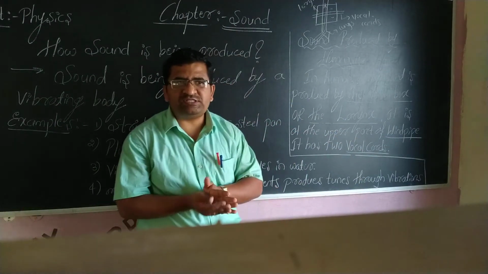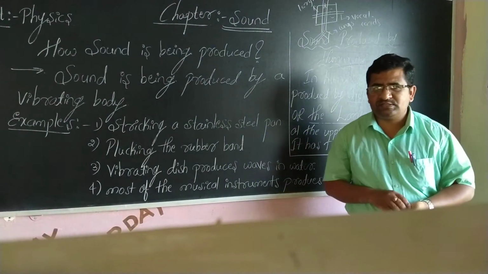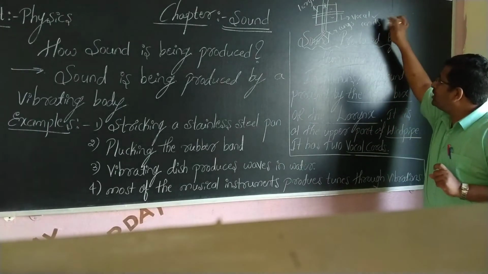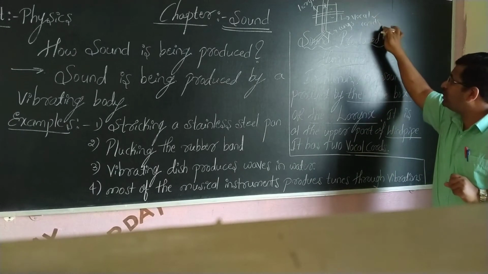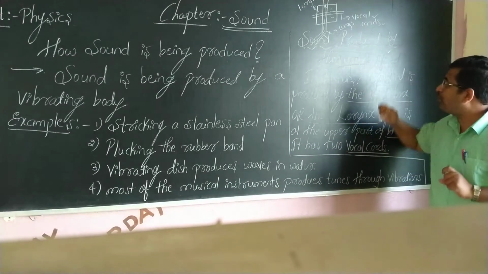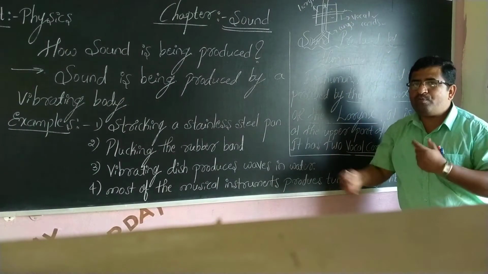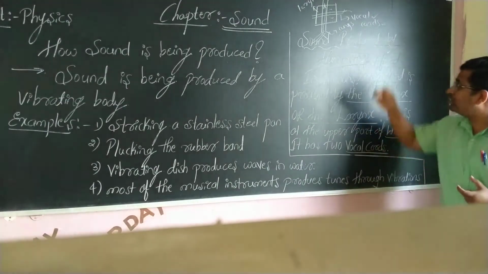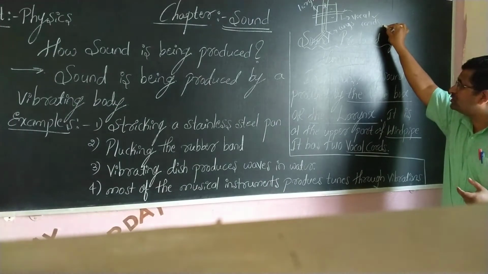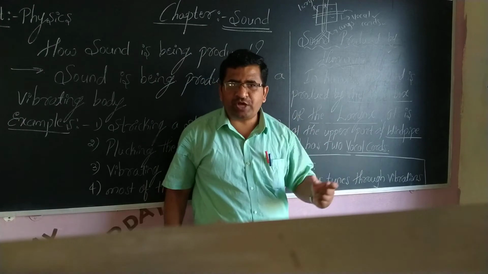And what is the actual reason for the differences in tunes in human beings? The reason is that it depends upon the length of the vocal cords, the strength of the vocal cords, and how many vibrations these vocal cords will give. So depending upon the vocal cords, the tune of the sound production may differ from one person to another.